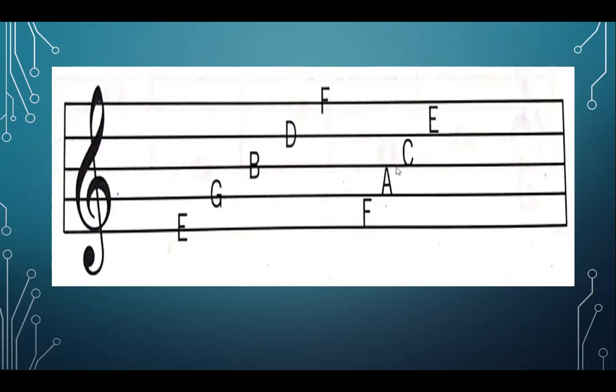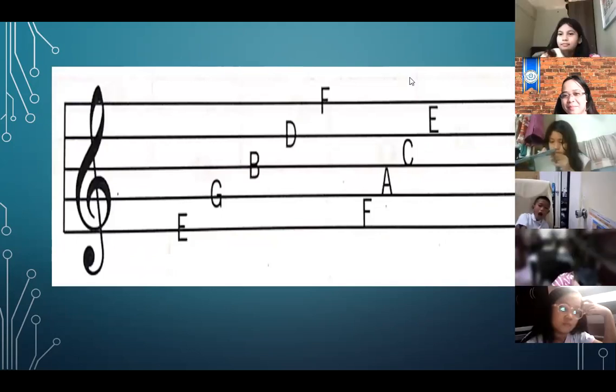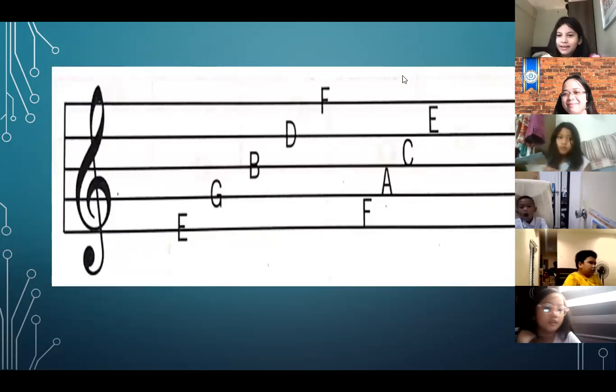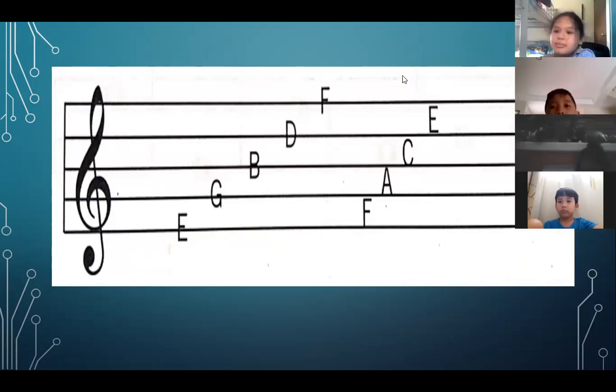Hey teacher, I'm going to copy that. No copying. I'm going to copy. Copy Minecraft.